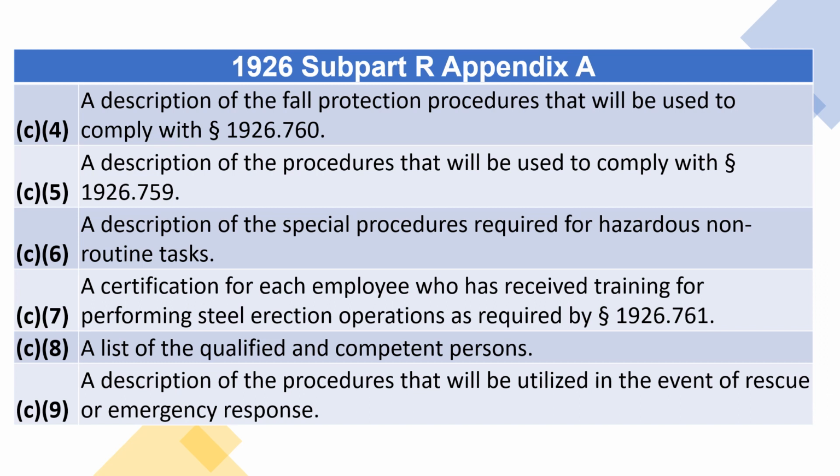C5, a description of the procedures that will be used to comply with Section 1926.759. C6, a description of the special procedures required for hazardous non-routine tasks. C7, a certification for each employee who has received training for performing steel erection operations as required by Section 1926.761. C8, a list of the qualified and competent persons. C9, a description of the procedures that will be utilized in the event of rescue or emergency response.